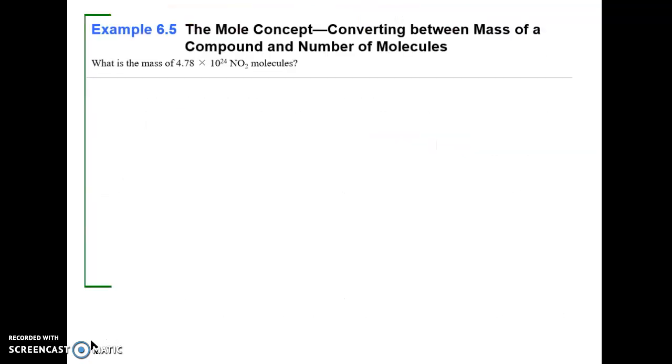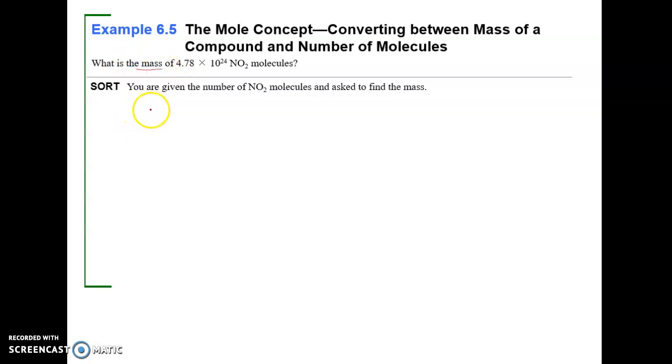So in this problem here, what is the mass of 4.78 times 10 to the 24 NO2 molecules? So we're given this problem in molecules. Well, what relates molecules to moles? Avogadro's number. Okay, so we know that we can get from molecules to moles using Avogadro's number, and then the question is asking us for the mass. How do we get from moles to grams? We use the molar mass.